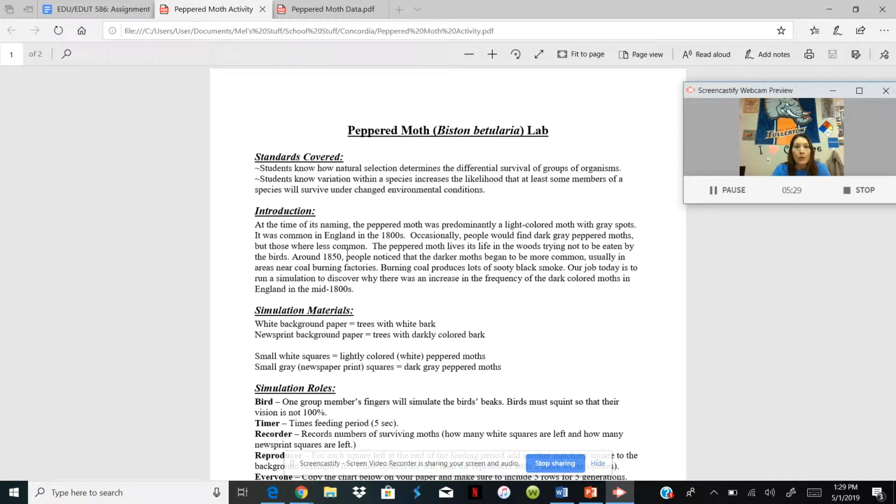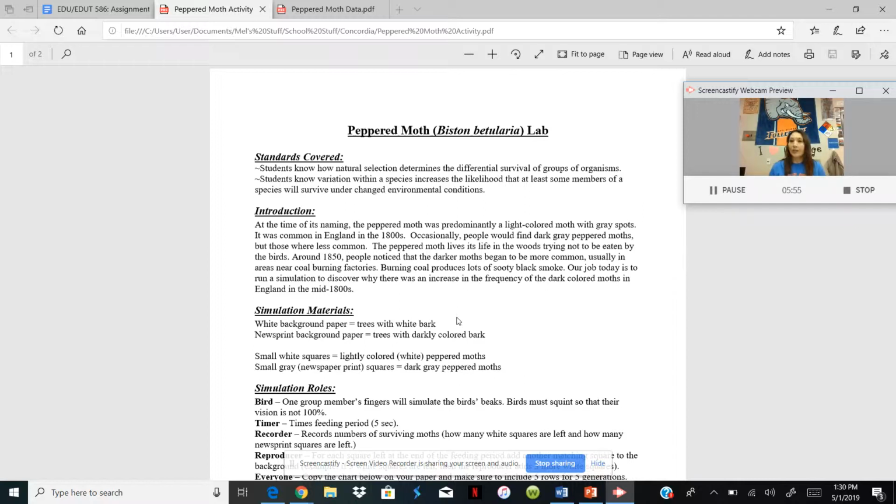So what we are going to be doing is simulating this process. The materials that we have here are white background paper, which is going to simulate the white bark pre-Industrial Revolution, and we are also going to have newspaper print bark. This is going to simulate the dark bark after the Industrial Revolution.